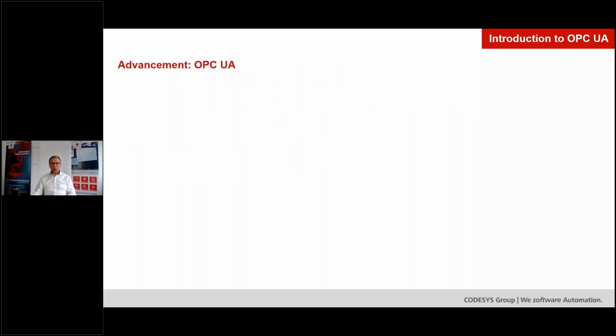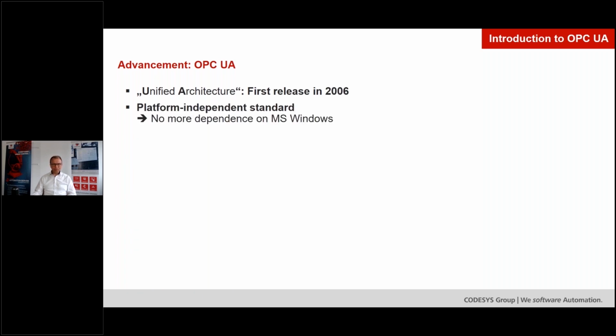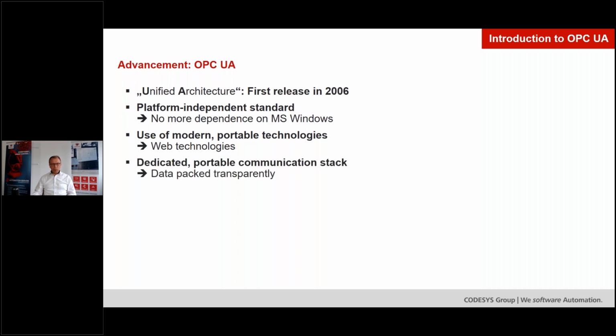And the advancement is OPC UA, UA for Unified Architecture. The first release was already in 2006, so already 15 years ago. And some specifics: this is a platform independent standard, so no need to rely on Windows anymore. Modern portable web technologies are used. We have dedicated portable communication stacks in all available programming languages, so not only in ANSI C, but as well in C#, in Python, and other languages.